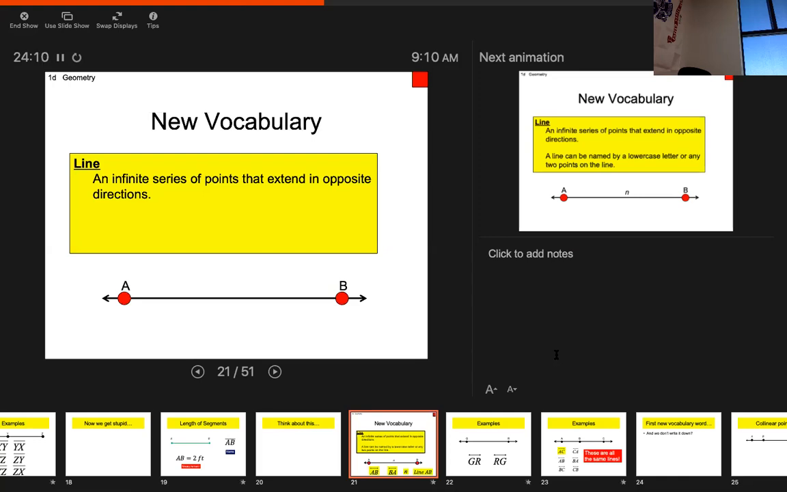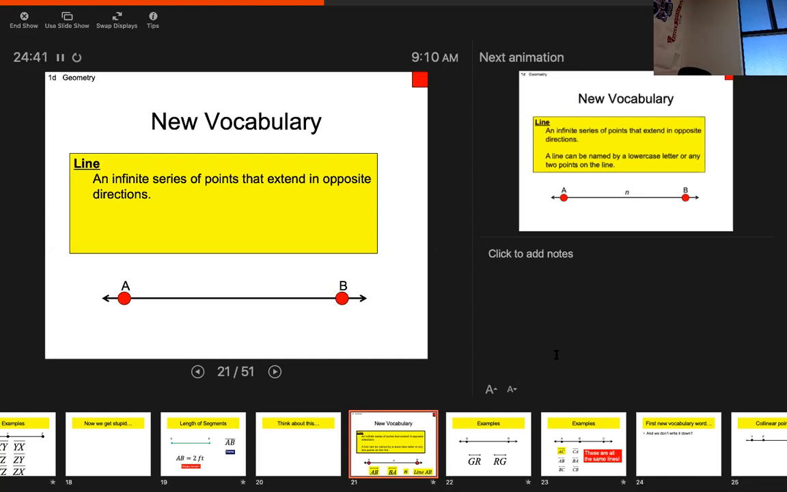So a line segment is defined by how many points? That's what I'm saying. A line segment is defined by how many points? A line is defined by how many points? 2. But both a line segment and a line have how many points? An infinite amount of points. This is, like I said, the hard part of geometry. Wrapping your head around that concept right there. So it says an infinite series of points that extend in opposite directions.